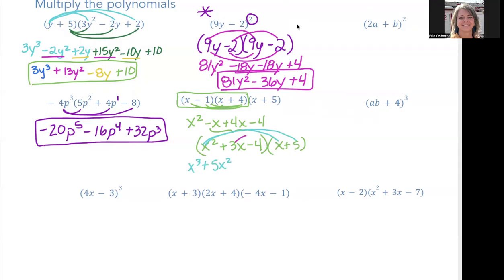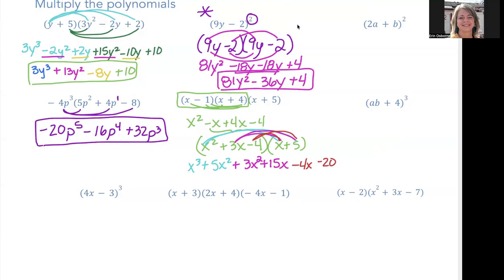Next, let's take 3x times x and 3x times 5. Oops, I almost made a mistake. I'm not even there for you to correct me, but that should have been a squared. And then let's do negative 4 times x and negative 4 times 5.